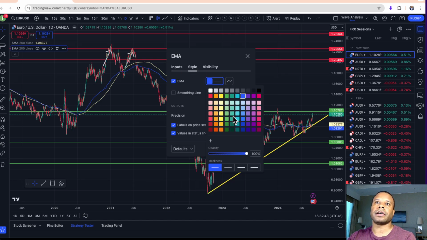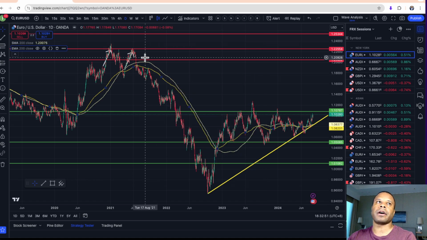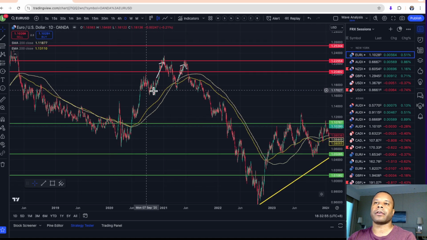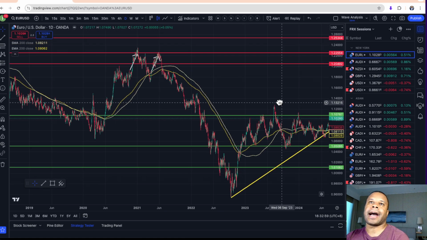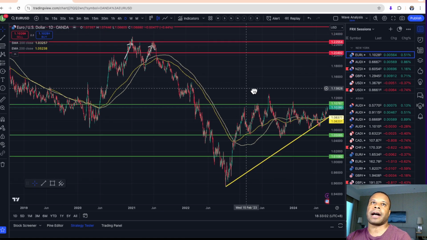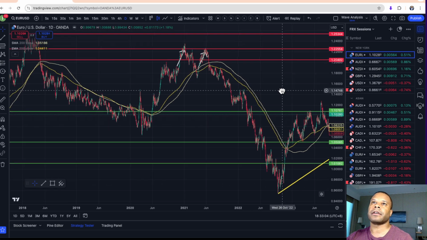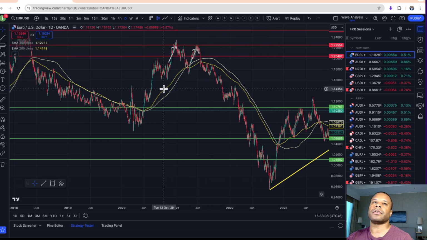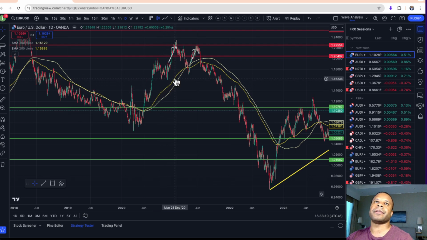I'm gonna change it to, let's see, like lime green, so you can kind of see it. Actually, I'm gonna change it to a more bright yellow. So we have the other one, which is white. We got the yellow one, which is the EMA, and then we have the whiter one, which is SMA. And now you can see how close they are.